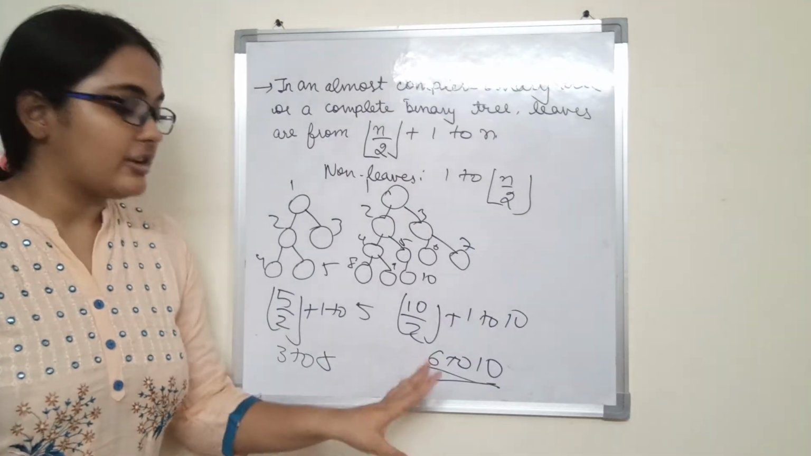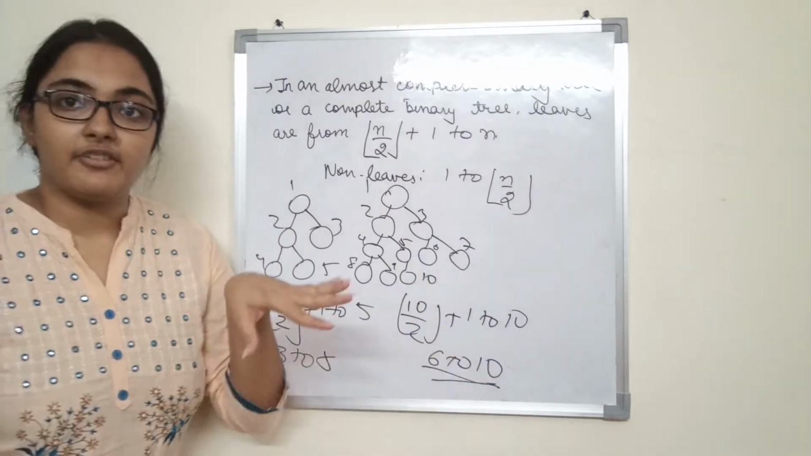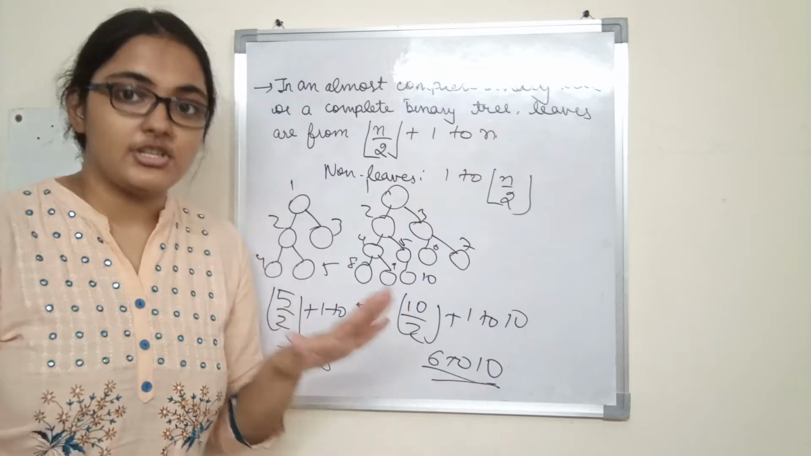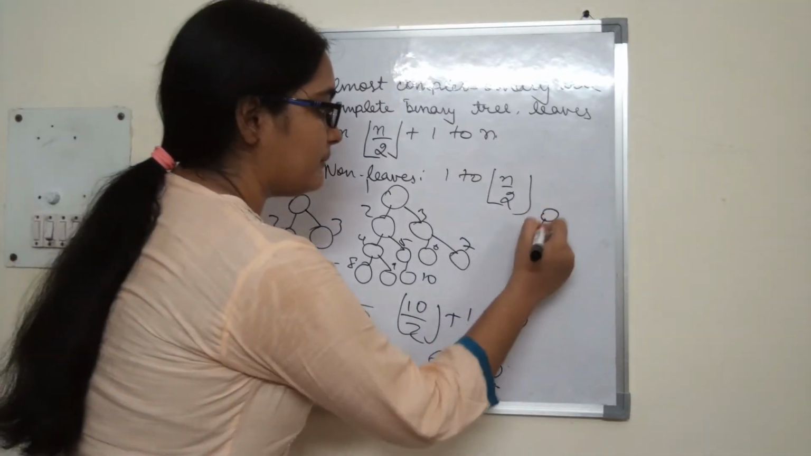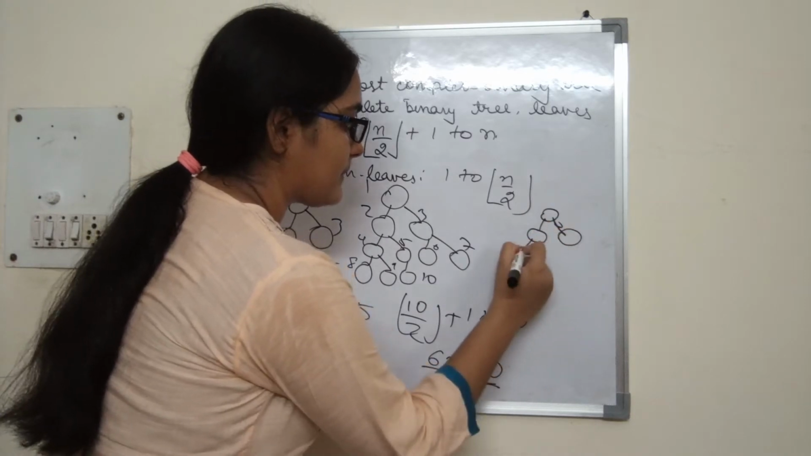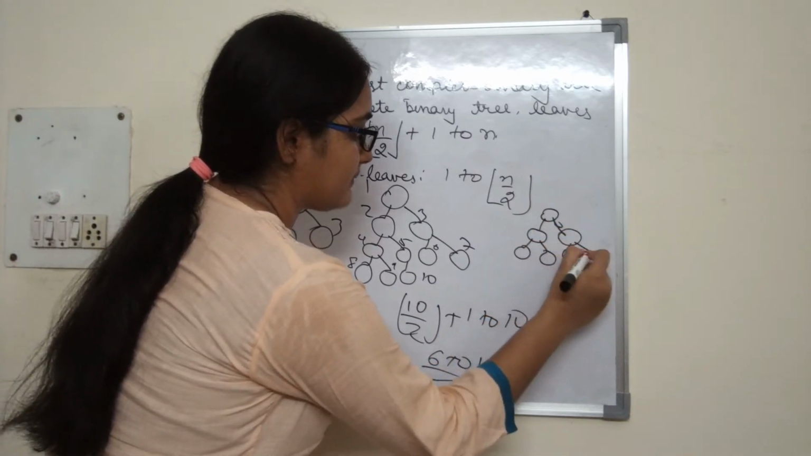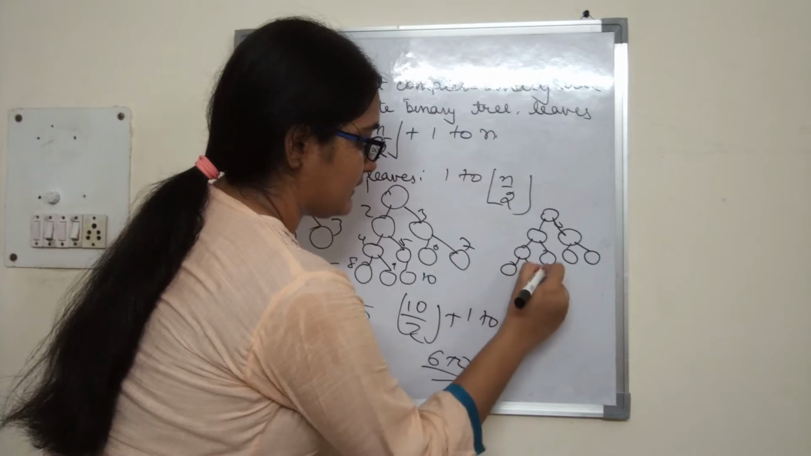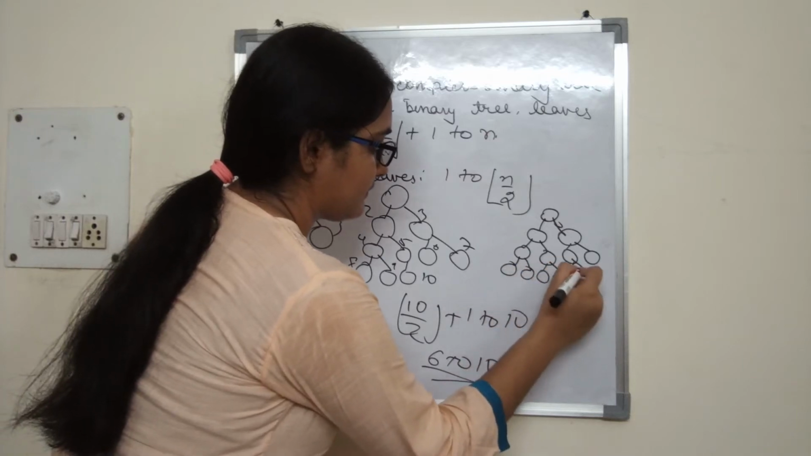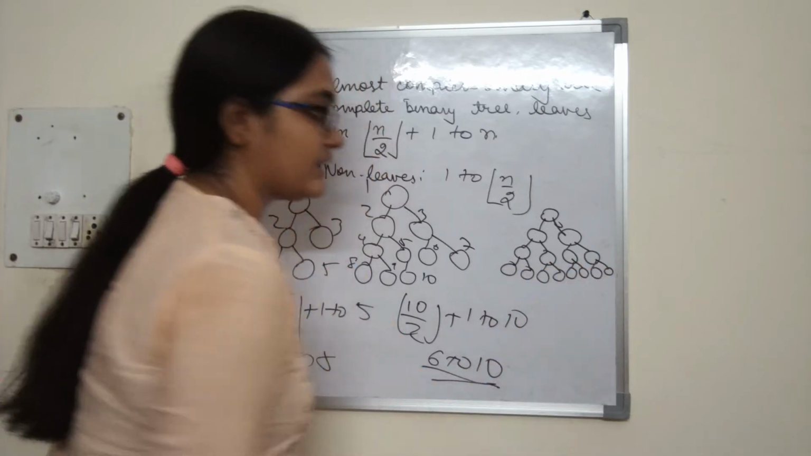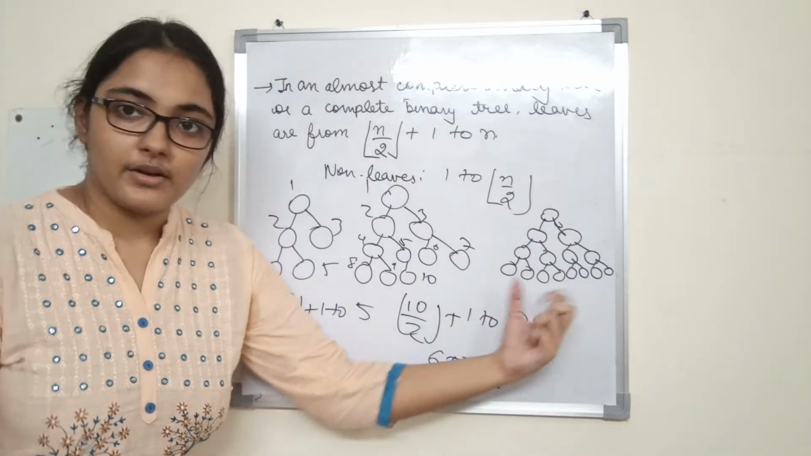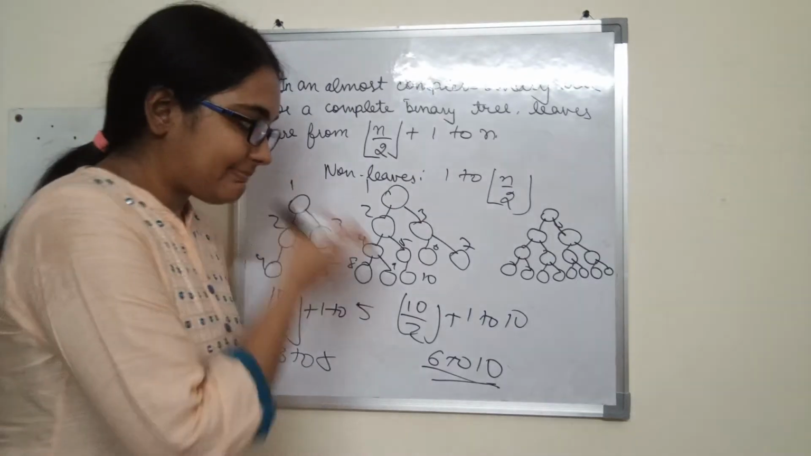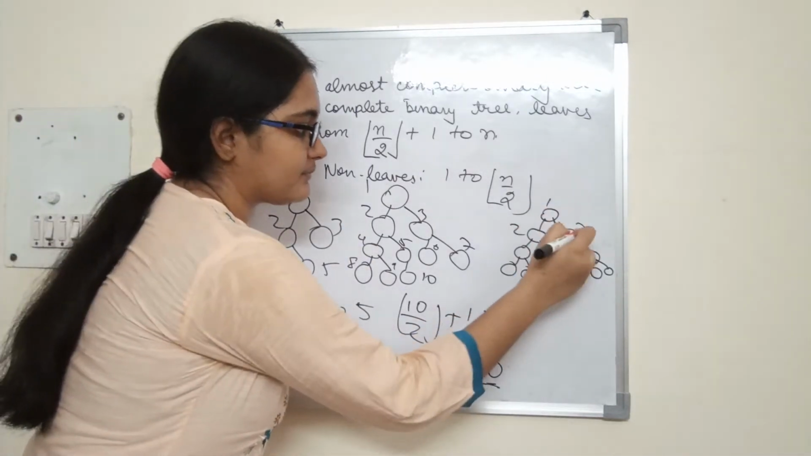So that is one of the very important properties of a heap or an almost complete binary tree or a complete binary tree. If I take an example of a complete binary tree, then let us see this one. This is a complete binary tree. Why? All levels are full. How many levels are there? 4. So how many nodes are there?